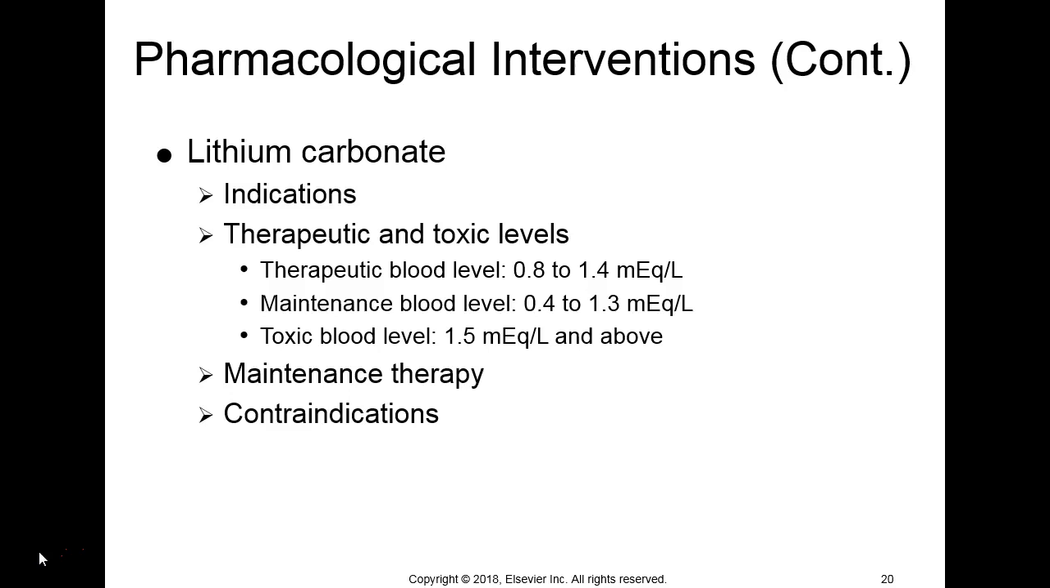We have to look for that therapeutic blood level, which is about 0.8 to 1.4. Now that's what the book says, but every lab is going to be calibrated a little bit differently. So in some hospitals it might be 0.8 to 1.2, or it might be 0.7 to 1.3. It's going to vary a little bit. But it's a very narrow range between therapeutic and toxic.